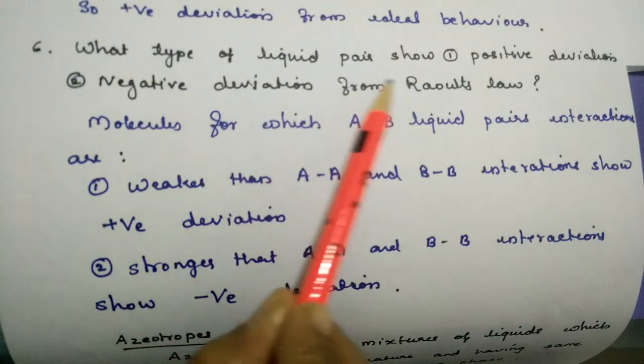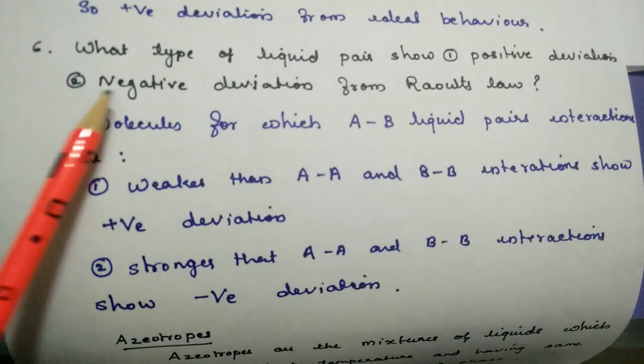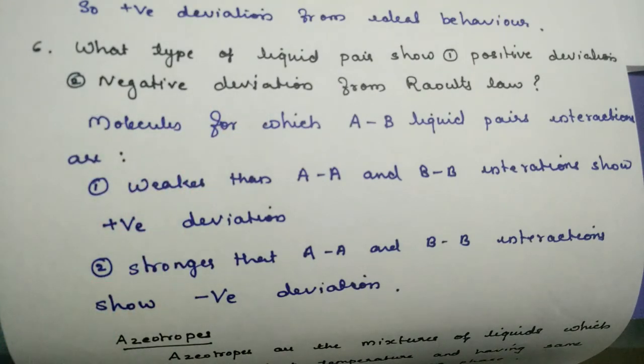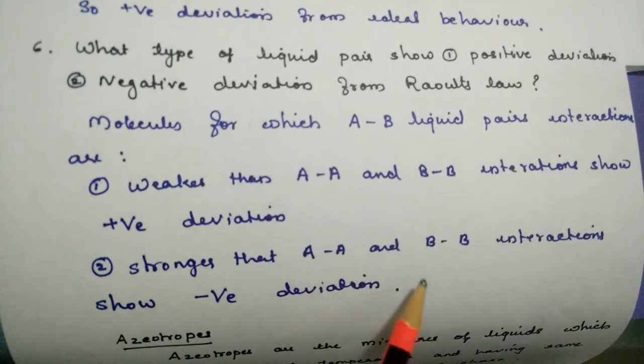What type of liquid pairs show positive deviation and negative deviation from Raoult's law? We just studied that. Molecules for which AB liquid pair interactions are weaker than AA and BB interactions show positive deviation. When AB interactions are stronger than AA and BB interactions, they show negative deviation.